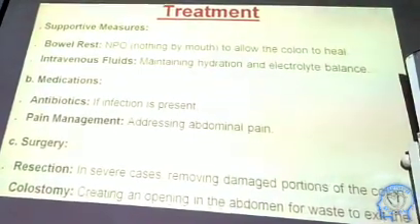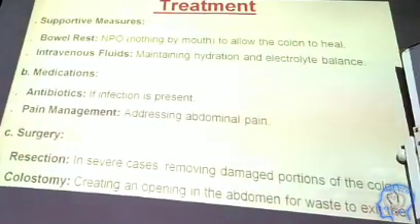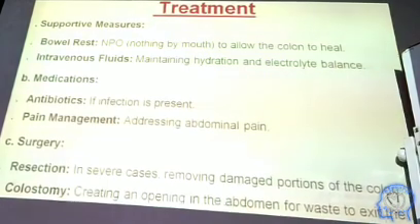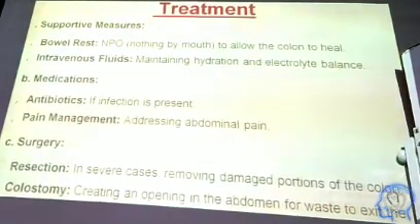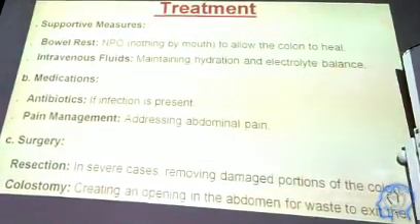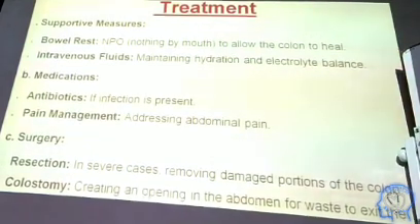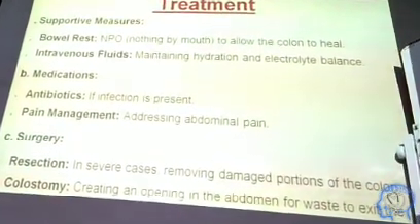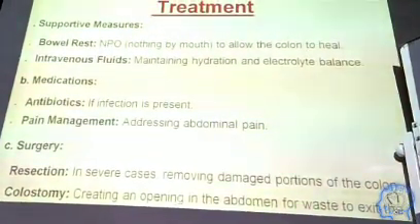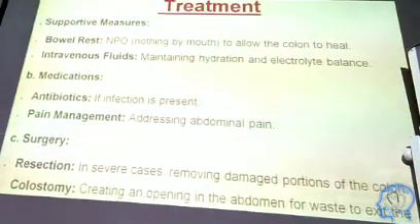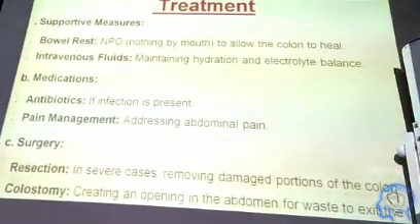कोलोस्कोपी क्या है भाई? It's the abdominal opening of the stoma outside the abdominal wall. That was the procedure to get the rest.